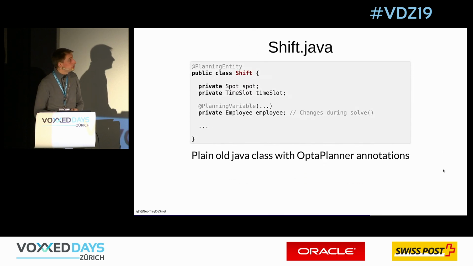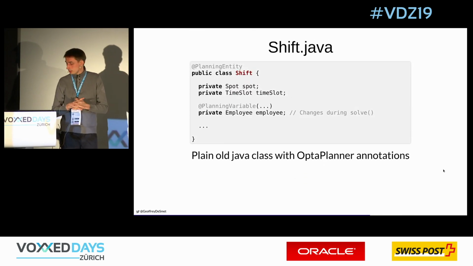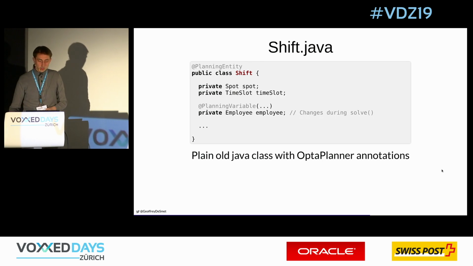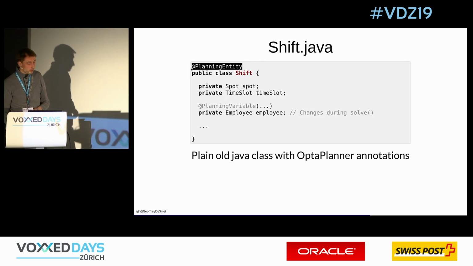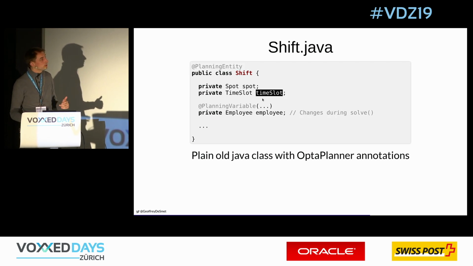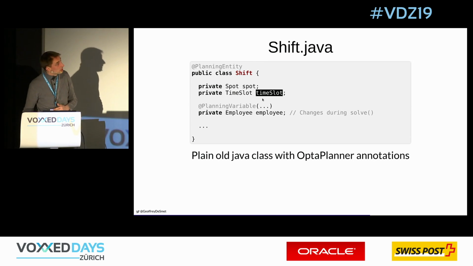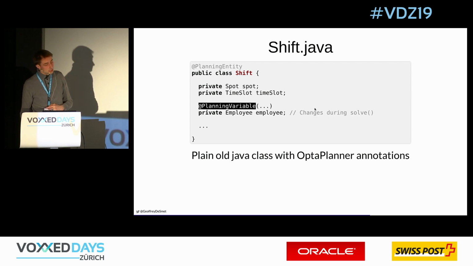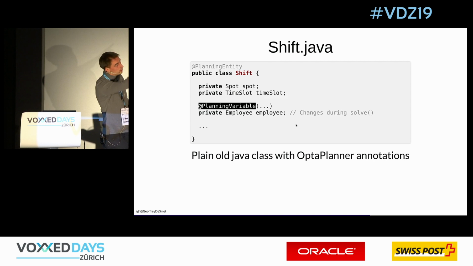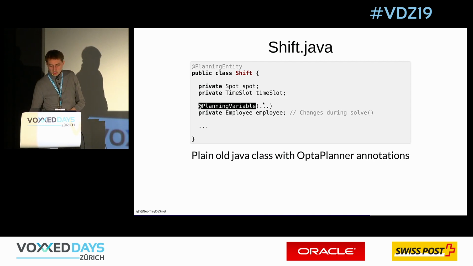And then the shift. Here's where we see what OptaPlanner needs to know, right? So OptaPlanner needs to know that this is a planning entity. That means that it contains something that can change. It cannot change the spot of a shift. It cannot change the time slot of a shift, at least not in this case. That's fixed in advance. There might be cases where it might be able to change that too, and we can deal with that, but not in this case. And then the thing that changes is the employee. So that's a planning variable that changes during the solve, right? And what's missing here is actually the definition of where it gets the list of employees it can put in there, but I've not shown that here.